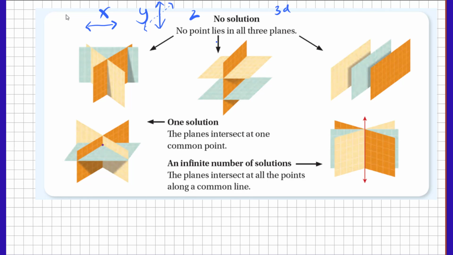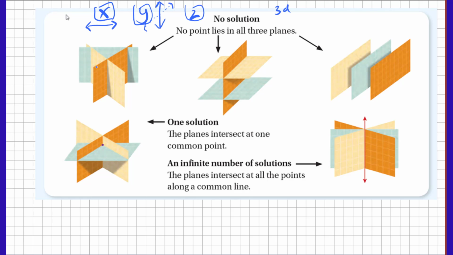So if I look at a system that's got three variables, x, y, and z, we're going to think of z as the third dimension, then we're going to look at where they might intersect and to determine whether they have no solution, one, or an infinite number of solutions. So let's look at this one.